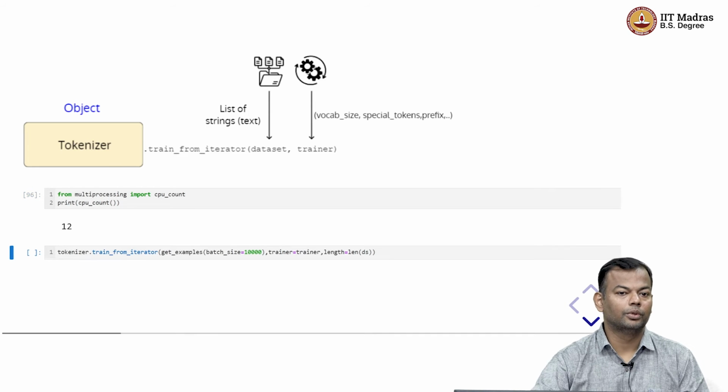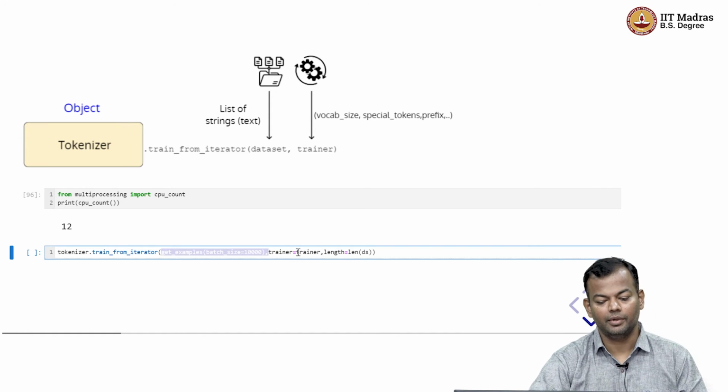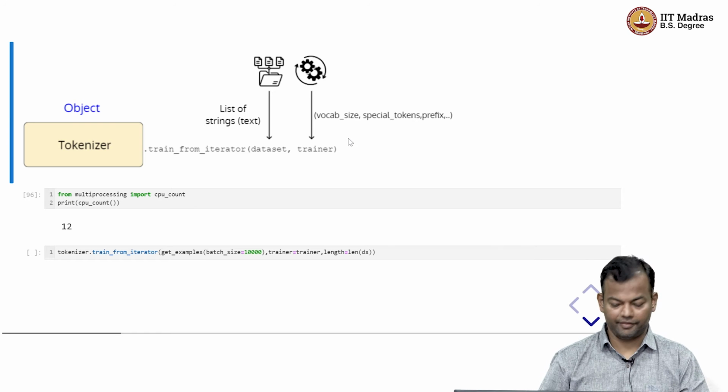Right? Yeah. So I'm going to say tokenizer train from iterator. Right. So I'm going to get some samples at a time. Okay. This is the data set being passed. Right. And I'm not passing the entire 5 GB of data. I'm just extracting 10,000 samples at a time. I have specified the trainer is the BPE trainer that I had created. And the length is the length of the data set, right? So that's all I have specified.